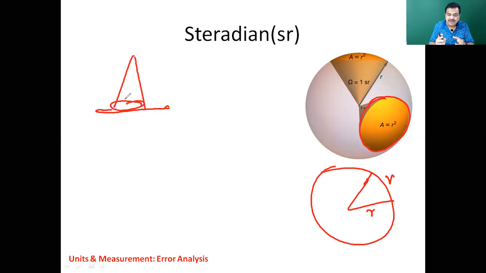What is 1 steradian called? So 1 steradian is that area which is equal to the square of the radius. So if you cover the whole thing, so it is 12.